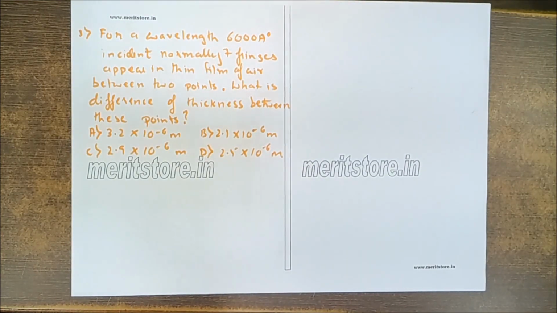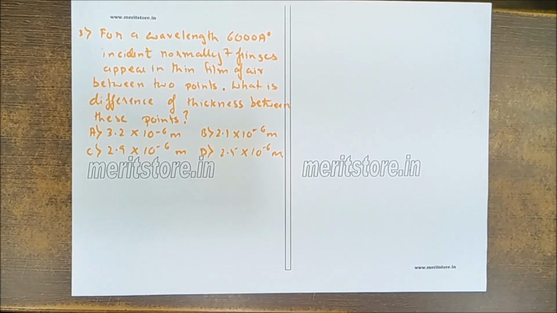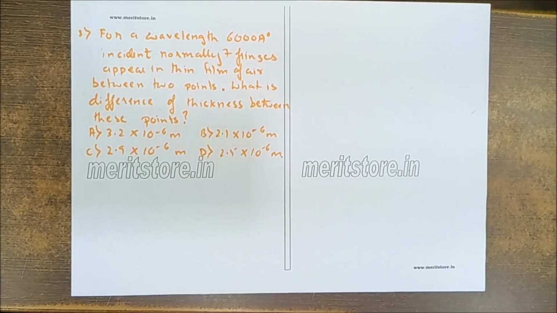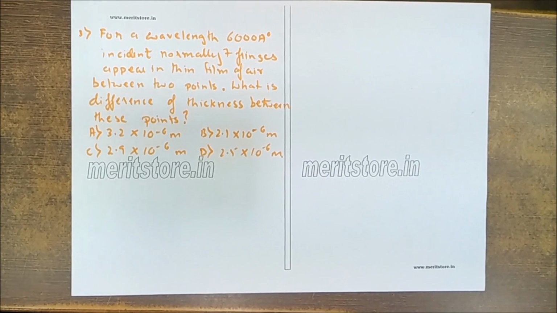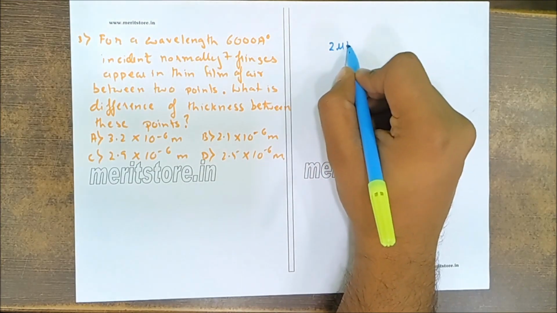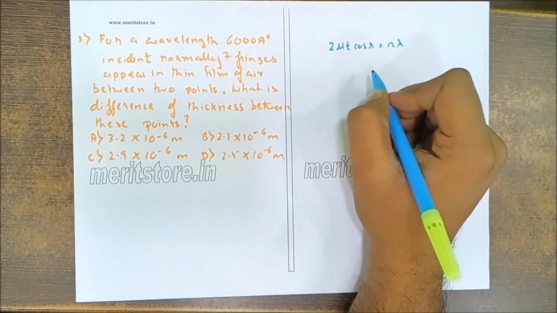The next question. For a wavelength 6000 angstrom unit, incident normally, 7 fringes appear in a thin film of air between 2 points. What is the difference of thickness between these 2 points? So difference of thickness has been demanded. I would say we can write 2 mu t cos r is equal to n lambda. We are all familiar with this formula.